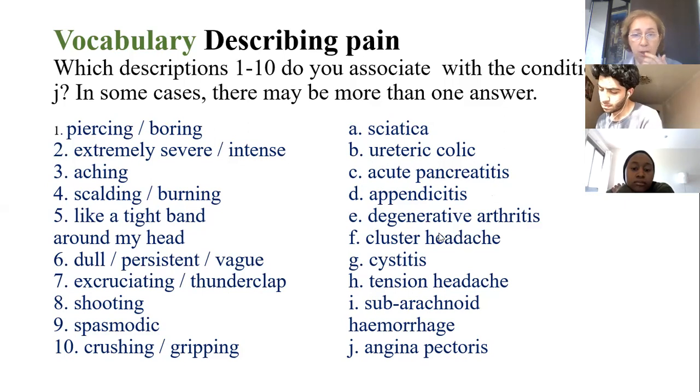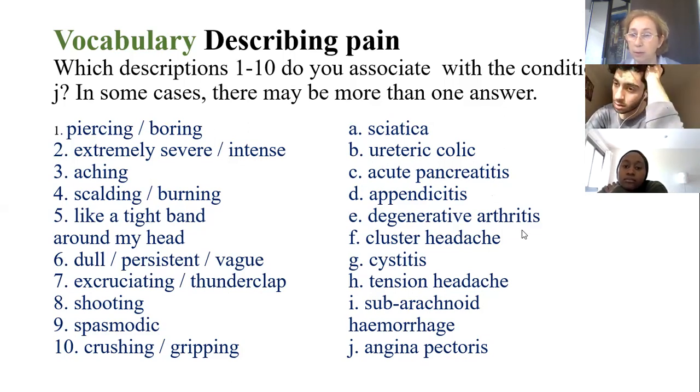Then degenerative arthritis. This is the disease on the left of the abdomen. Yeah. Arthritis is the problem with the joints. Yes, and with the hands and legs. So this is degenerative arthritis.